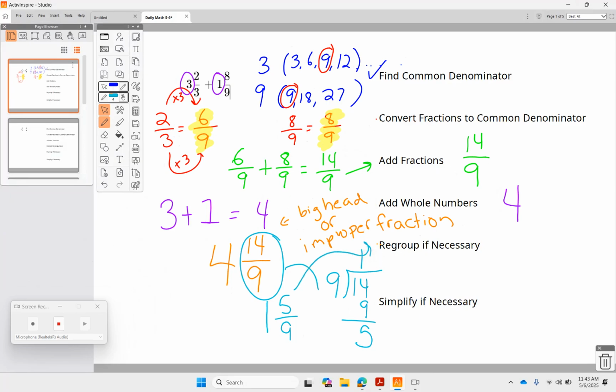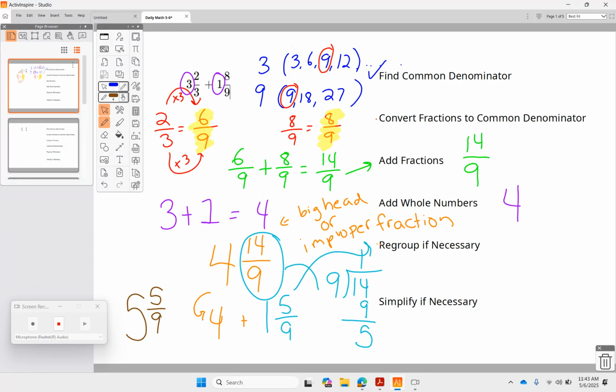But I still have, from over here, I have 4. So if I have 4 wholes and 1 and 5/9, I actually can add those together. And my final answer is 5 and 5/9.